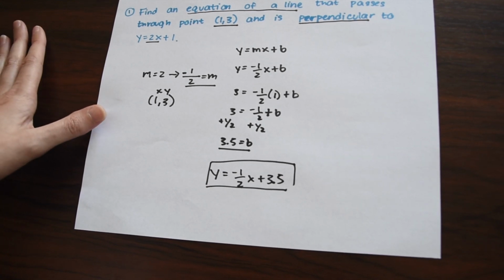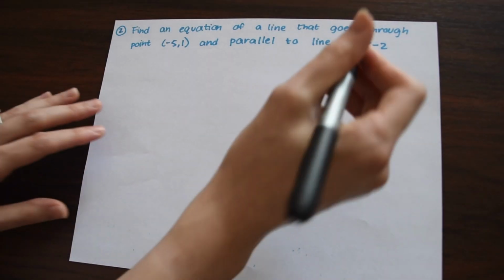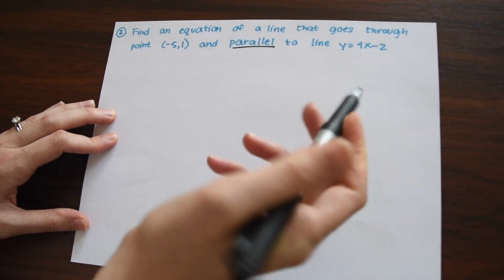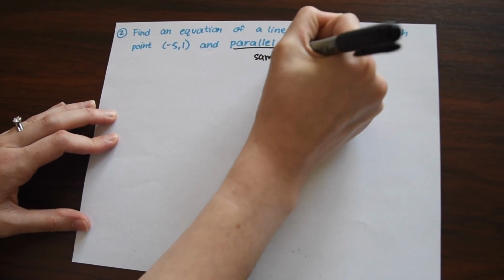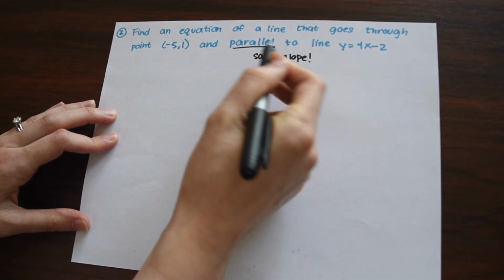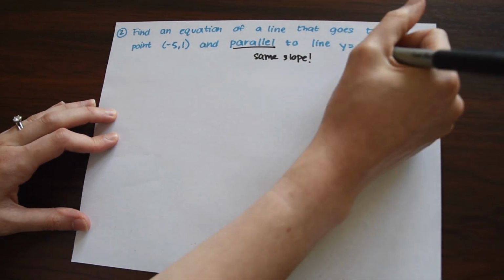So let's try another question. Let's look at a parallel question. Very similar. We're still finding an equation of a line that goes through a point, negative 5, 1, so a different point, but this time it's going to be parallel to line y equals 4x minus 2. If you remember back in the beginning of this video, we said parallel lines are going to have the same slope. So if we want a line that is parallel to 4x minus 2, what is the slope here? What would give us the same slope? It's 4.